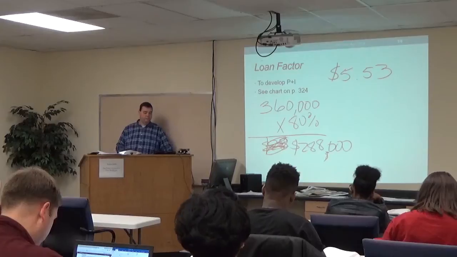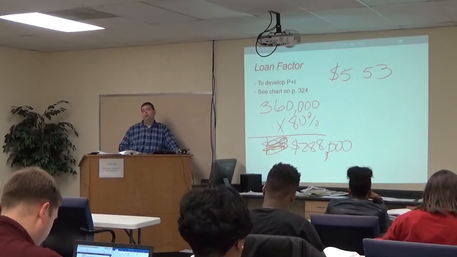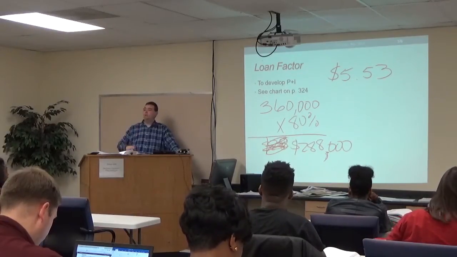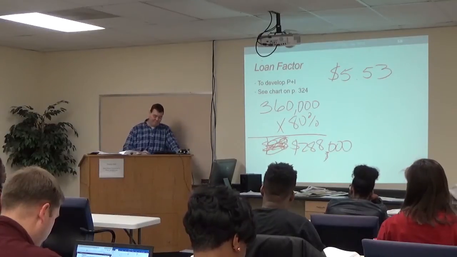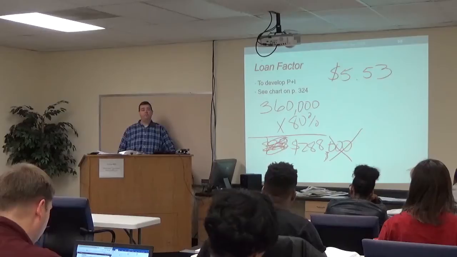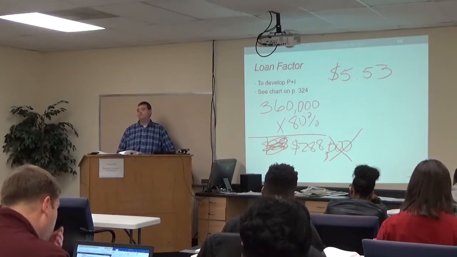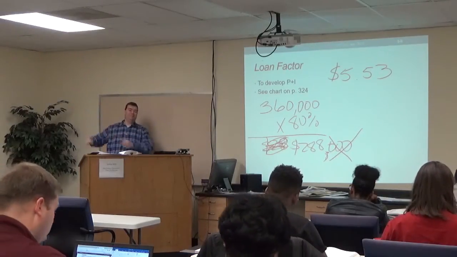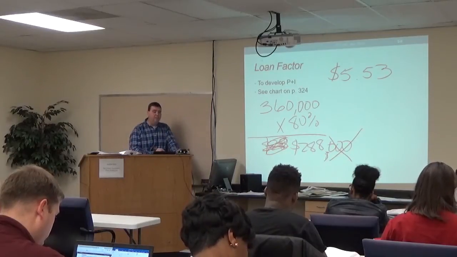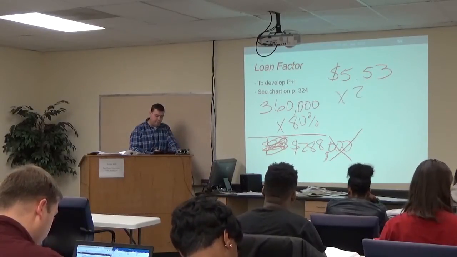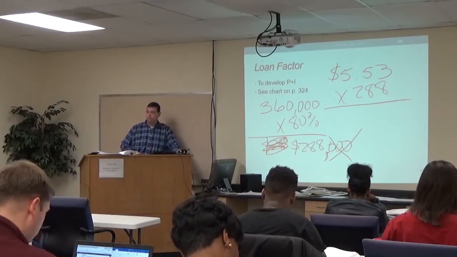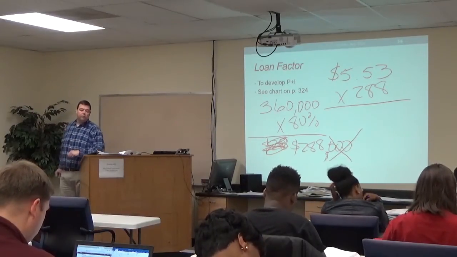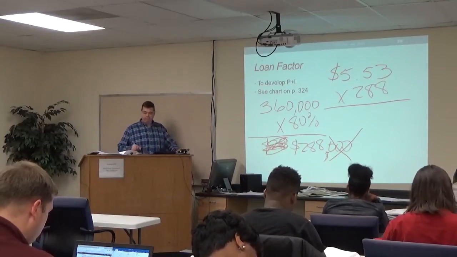Here's the great thing about that. With loan factors, it's a payment per what? What's behind the comma? 1,000, right? Get rid of it. That's how many times I'm making that payment, 288 times, right? Because it's a payment per 1,000. So just get rid of the thousands. So it's $5.53 times what? 288. That gives $1,592.64.